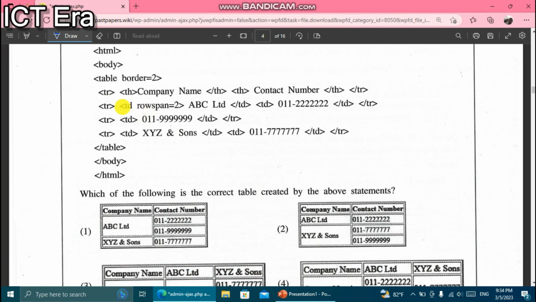Let's see. Then here table row, table data is here, rowspan equal to. Rowspan means this cannot be the answer, because ABC Limited is the one which has rowspan. Rowspan means it has merged the two rows into one. Right. So first one is the answer.